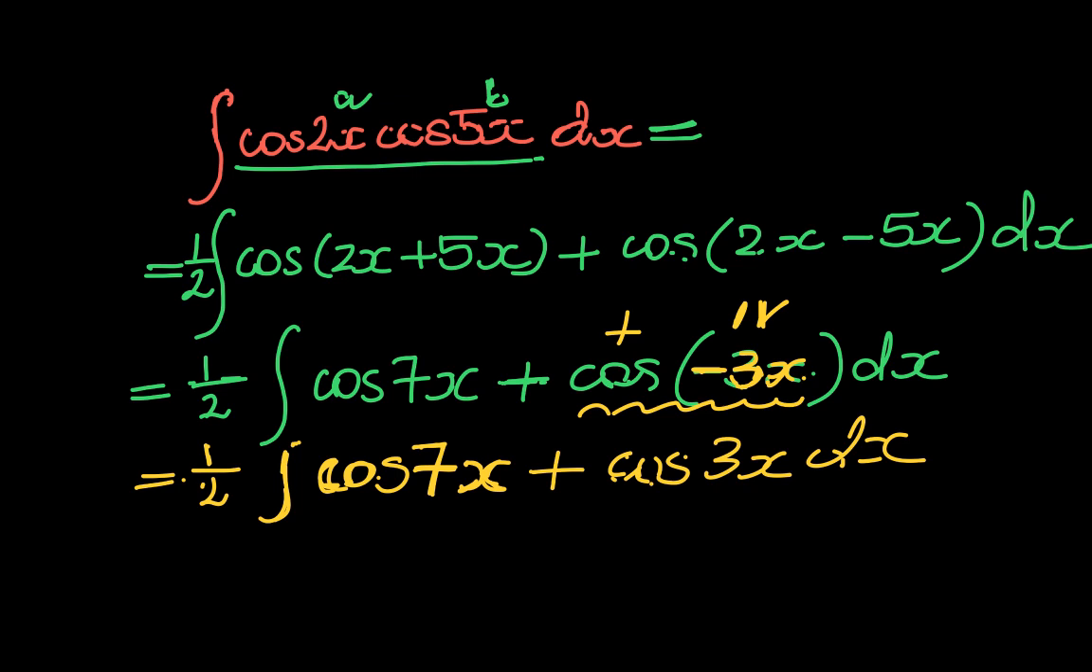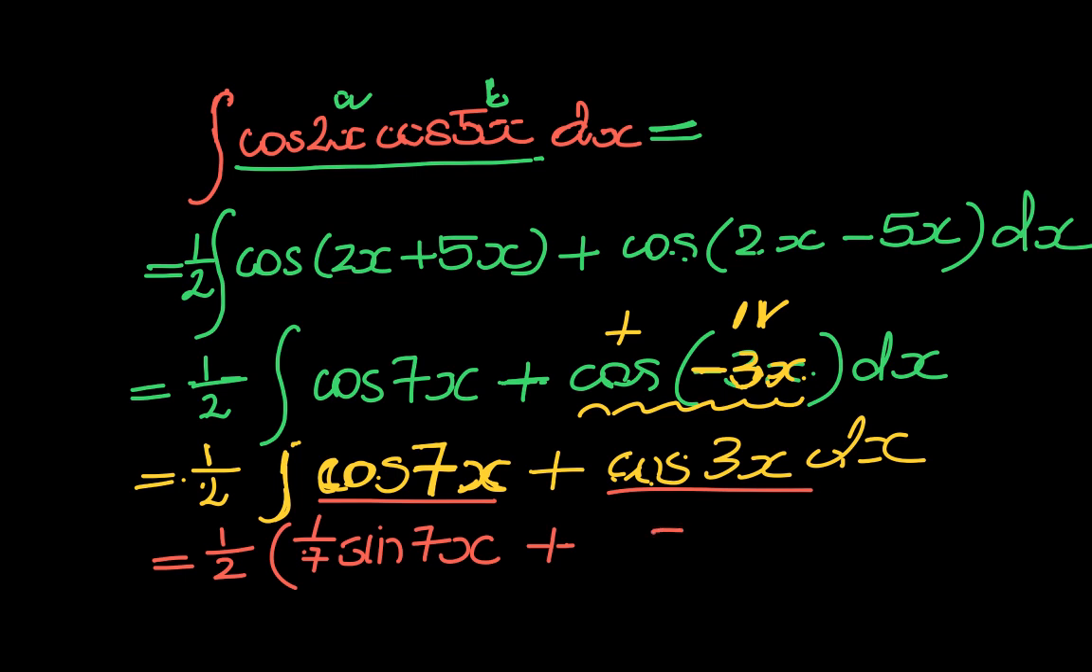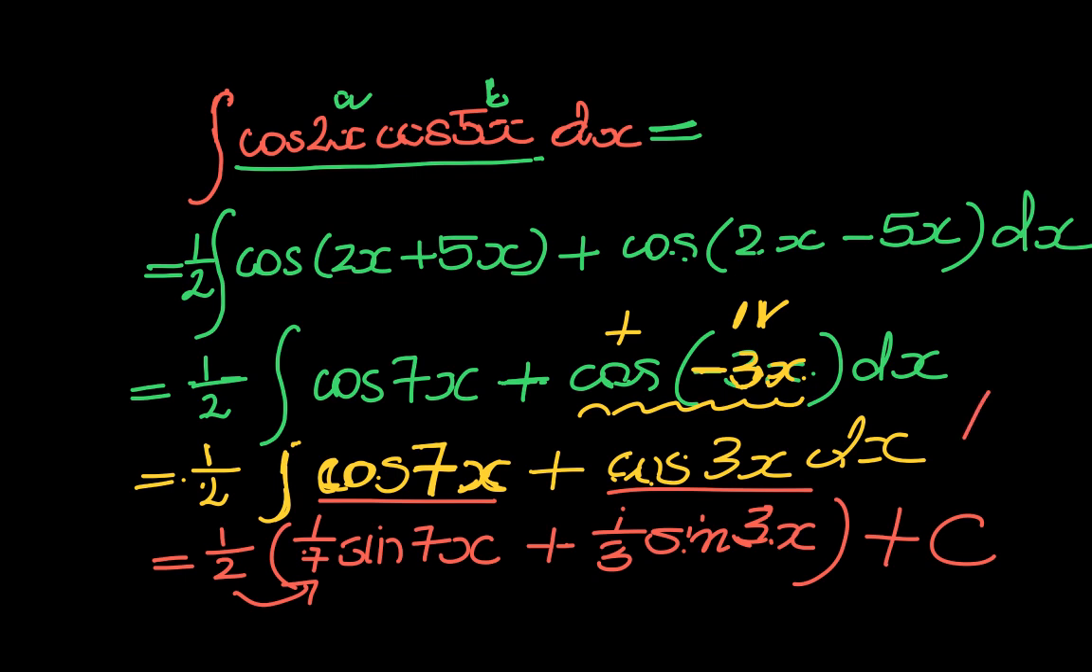Okay, so let's integrate now. So my integral is now equal to half times integral of cos is sine of 7x with a coefficient of 1 over 7 plus the integral of cos of 3x is sine of 3x with a coefficient of 1 over 3 plus c. Okay, you can multiply the half in. This example is solved on page 130 in your textbooks.